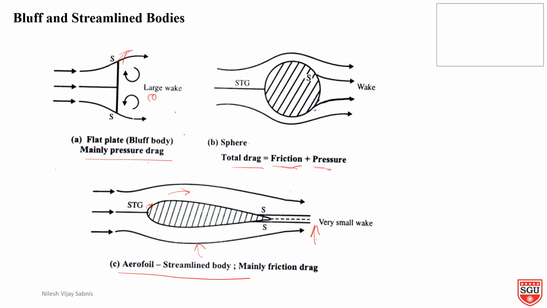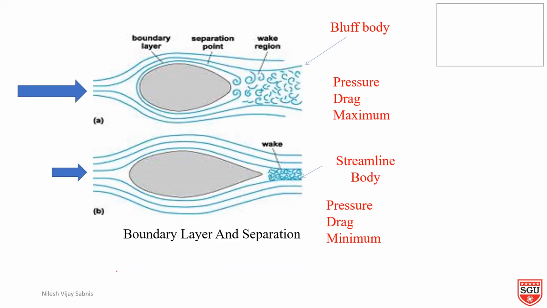Friction drag is also present, pressure drag is also present. In a bluff body only pressure drag will be there. In a streamline body mainly friction drag will be there. Just remember this concept. Here is another way of showing the bluff bodies and streamline body.